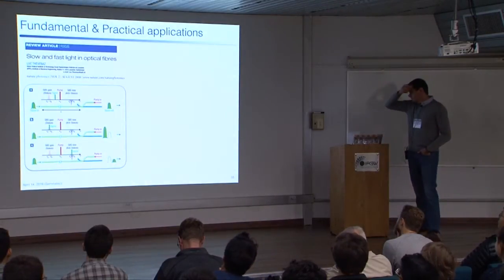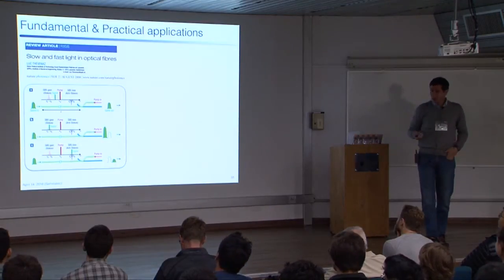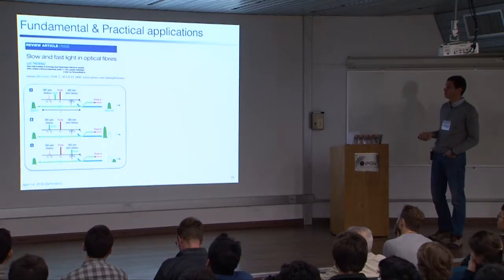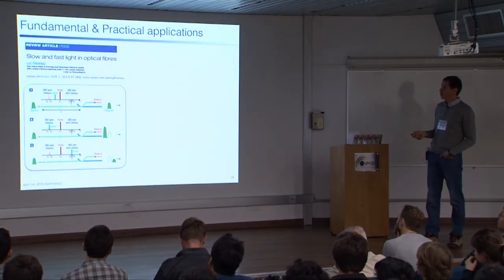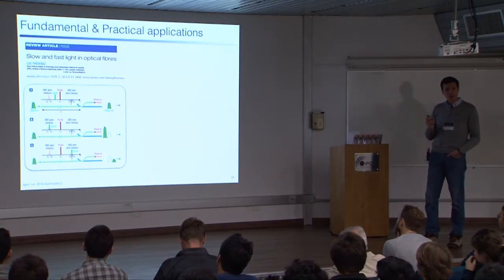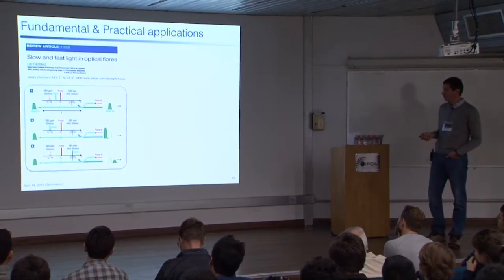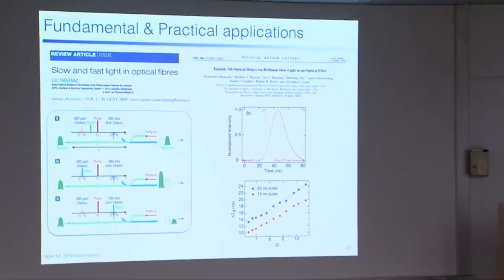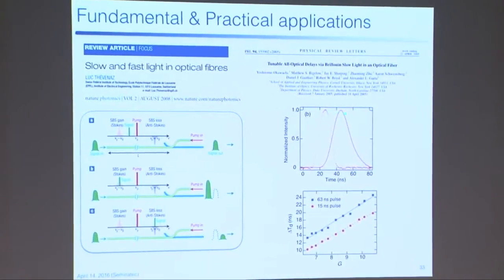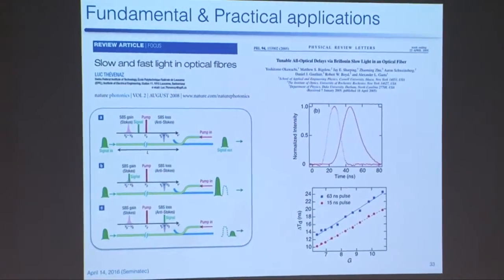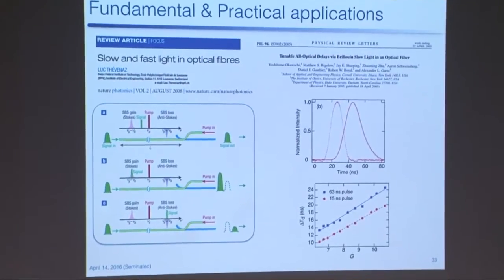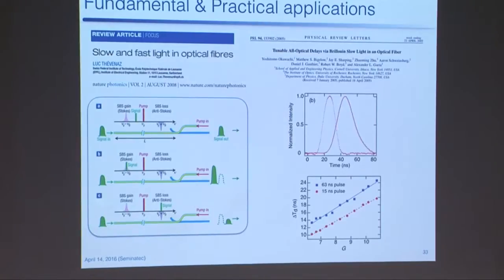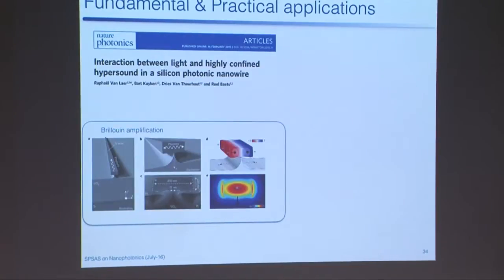Okay, there are many other examples. I'm going to go kind of quickly through some of them. You can also use Brillouin scattering to make slow or fast light. So control sort of the propagation time. So this is demonstrated in fiber, and basically you have two pulses. The difference is only the power in which you send in. And when the power was higher, you have interaction with acoustic phonons, and that changes the speed of light.